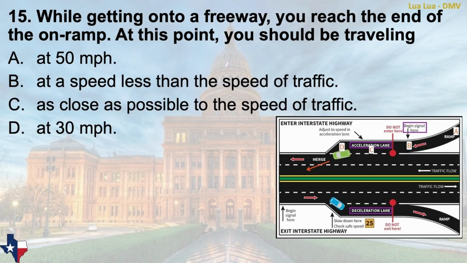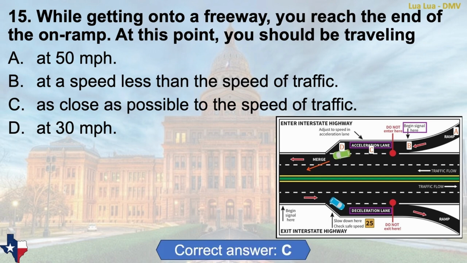Question 15. While getting onto a freeway, you reach the end of the on-ramp. At this point, you should be traveling A. At 50 miles per hour. B. At a speed less than the speed of traffic. C. As close as possible to the speed of traffic. D. At 30 miles per hour. The correct answer is C. As close as possible to the speed of traffic.